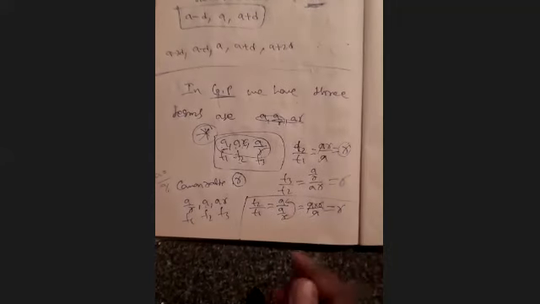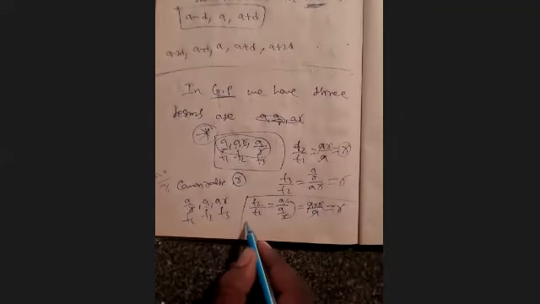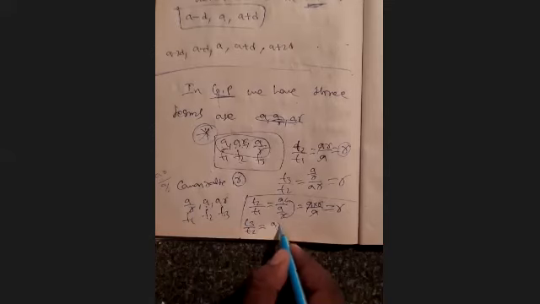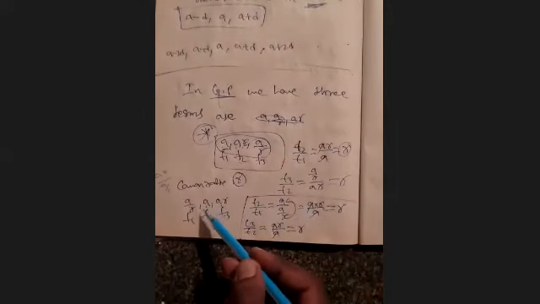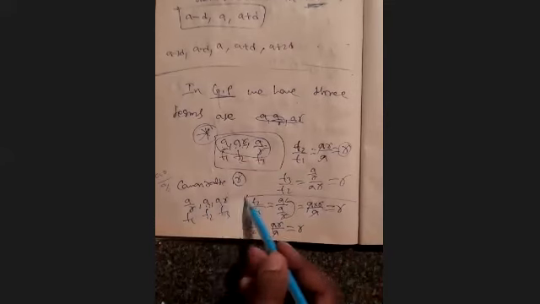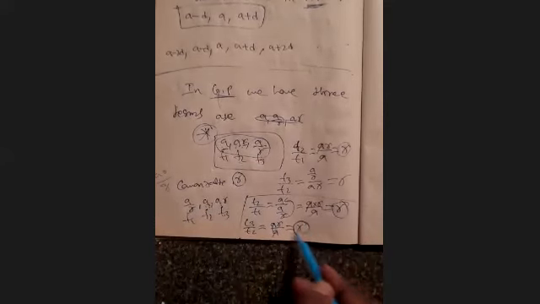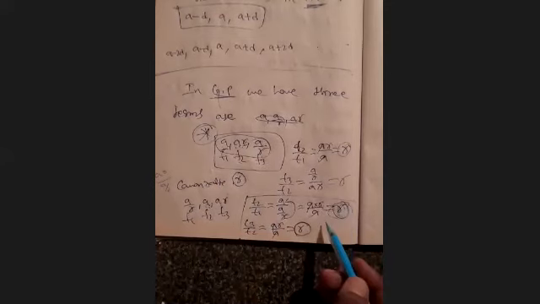Now the second one we will apply: T3 by T2. T3 by T2 is nothing but AR by A, A cancels, giving R. So if any terms are in GP, if you divide this by this, and next by that, and next by that, you will get the common ratio. The ratio is the same. That is the common ratio.